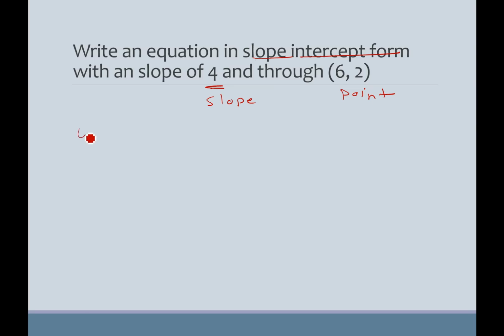So y minus y1 equals m times x minus x1. I know that I'm going over and over this, but you got to know the different forms. So y minus 2 equals 4 times x minus 6. Slope m, x, and y.